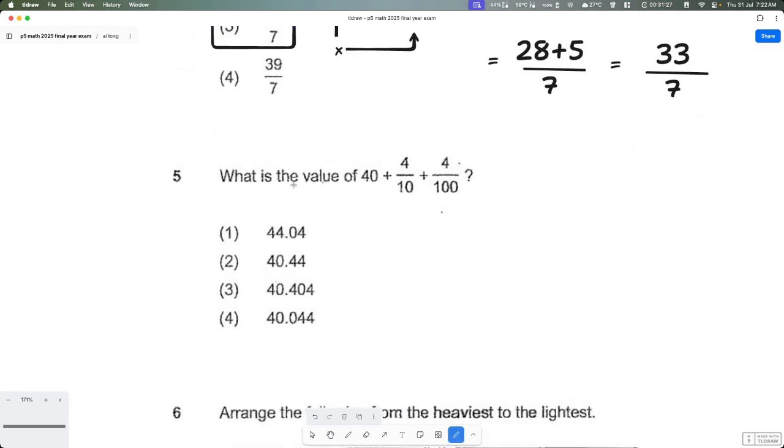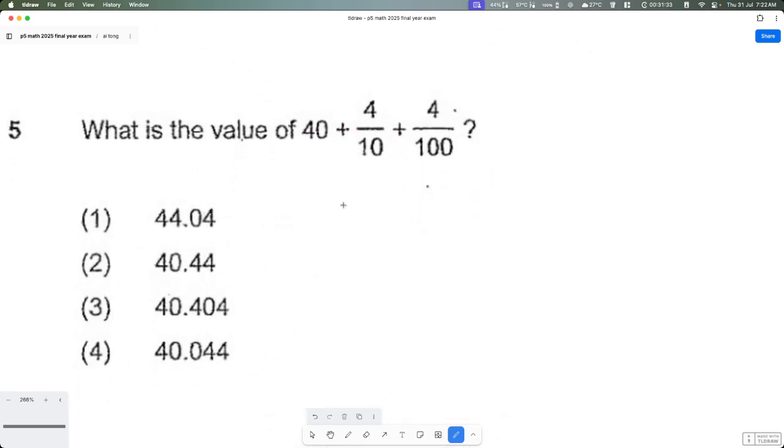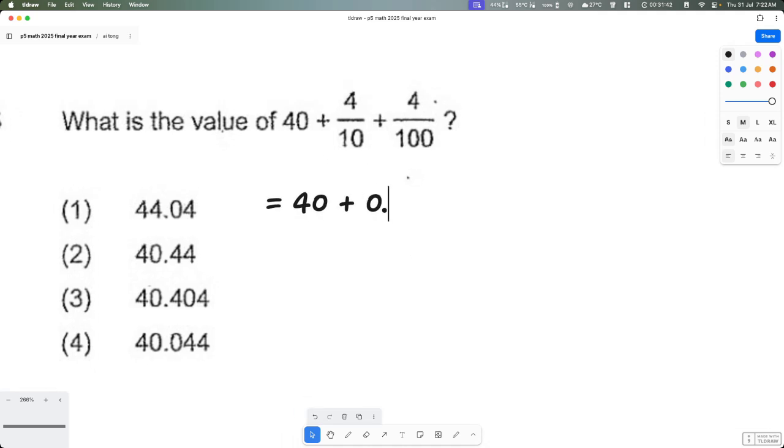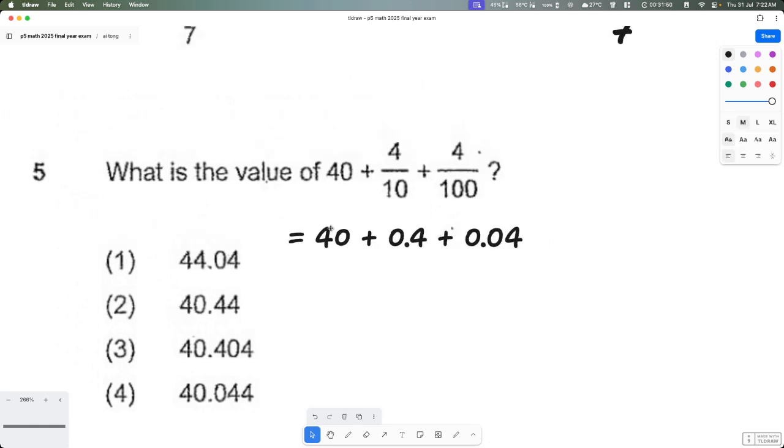Question number 5. What is the value of 40 plus 4 out of 10 plus 4 out of 100? So in this case, this will equal 40 plus, so what's 4 out of 10? Which is 0.4, and then plus 4 out of 100 is 0.04. So how will this look in this case over here?